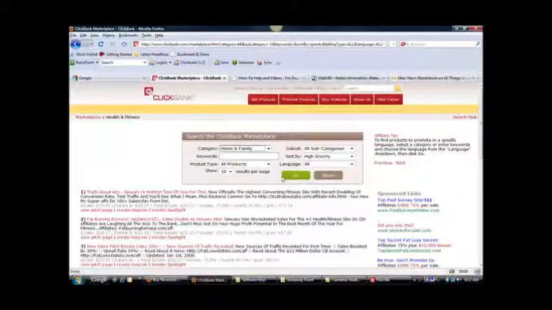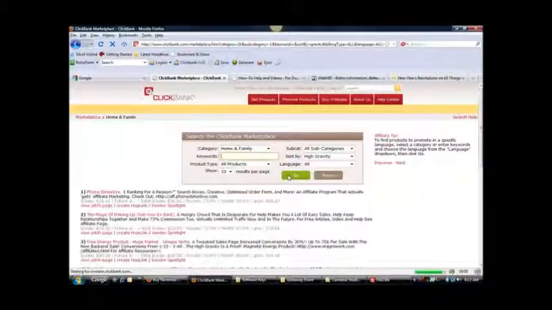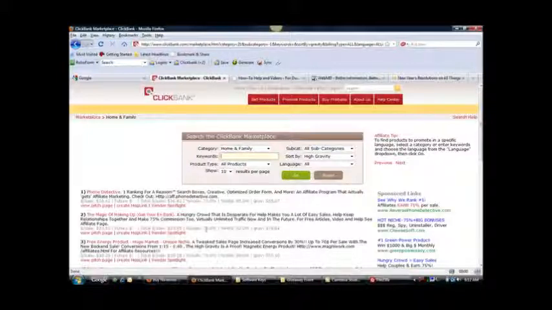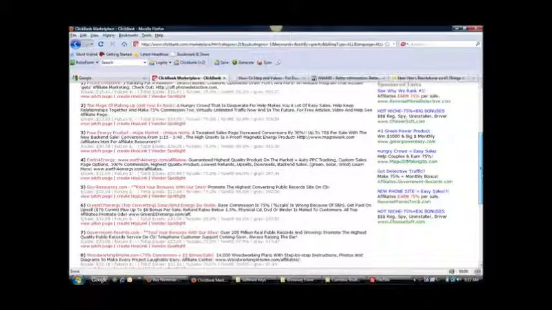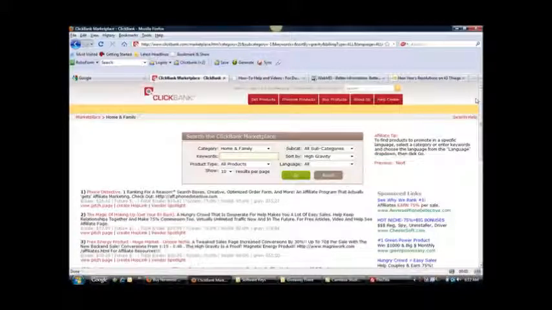So you can browse through the ClickBank marketplace and look in different categories. You've even got a home and family category that you can do this with. You can see things like the magic of making up, getting back with your ex. That's popular. People want to know how to do those kinds of things as well. Green energy, that kind of stuff also. So there are different niche markets where you can basically help people solve problems.